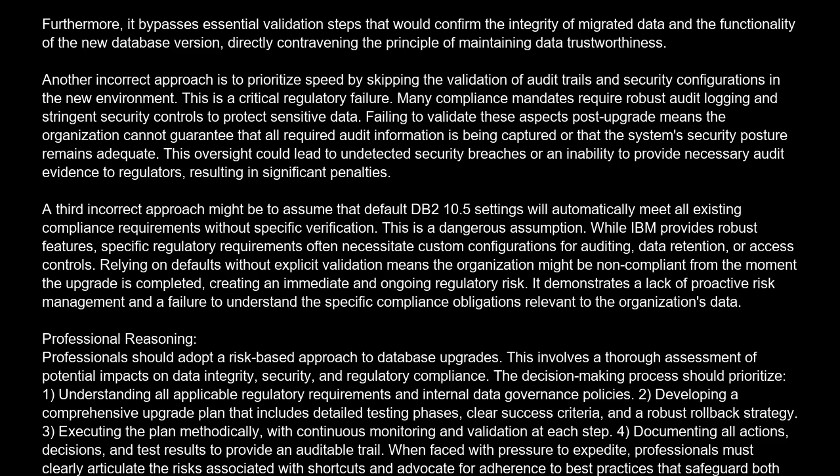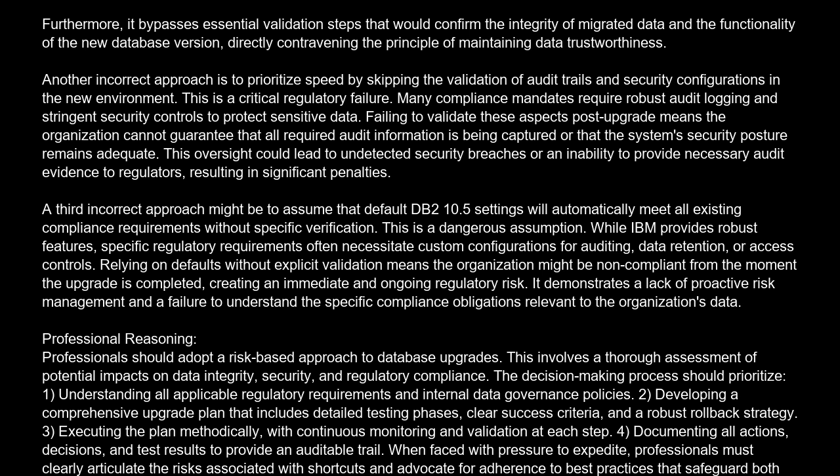significant penalties. A third incorrect approach might be to assume that default DB2 10.5 settings will automatically meet all existing compliance requirements without specific verification. This is a dangerous assumption. While IBM provides robust features, specific regulatory requirements often necessitate custom configurations for auditing, data retention, or access controls. Relying on defaults without explicit validation means the organization might be non-compliant from the moment the upgrade is completed, creating an immediate and ongoing regulatory risk.